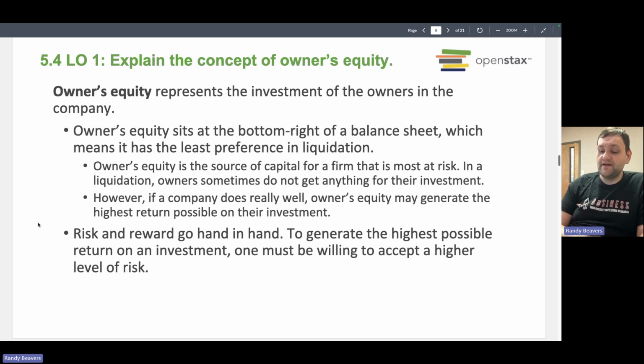So now turning to section 5.4, owner's equity represents the investment of the owners in the company. Owner's equity sits at the bottom right side of a balance sheet and means it has the least preference in liquidation. Owner's equity is the source of capital for a firm that is most at risk. If a liquidation occurs, owners sometimes don't receive anything for their investment. If a company fails, the owners can lose everything.